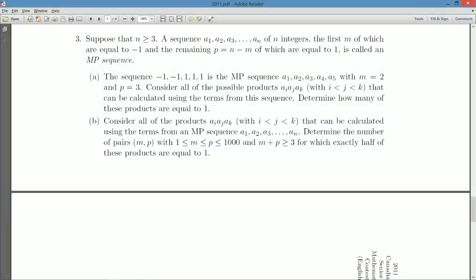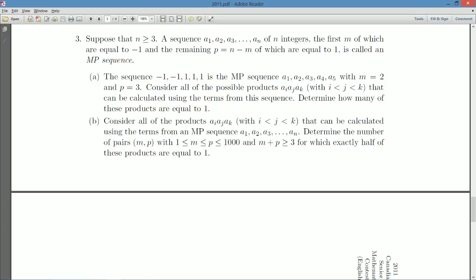B. Consider all of the products, AI times AJ times AK with I less than J less than K. Okay, same as before. That can be calculated using the terms from an MP sequence of n terms. Determine the number of pairs MP with 1 less than or equal to M, less than or equal to P, less than or equal to 1,000, and M plus P greater than or equal to 3, for which exactly half of these products are equal to 1. Okay.